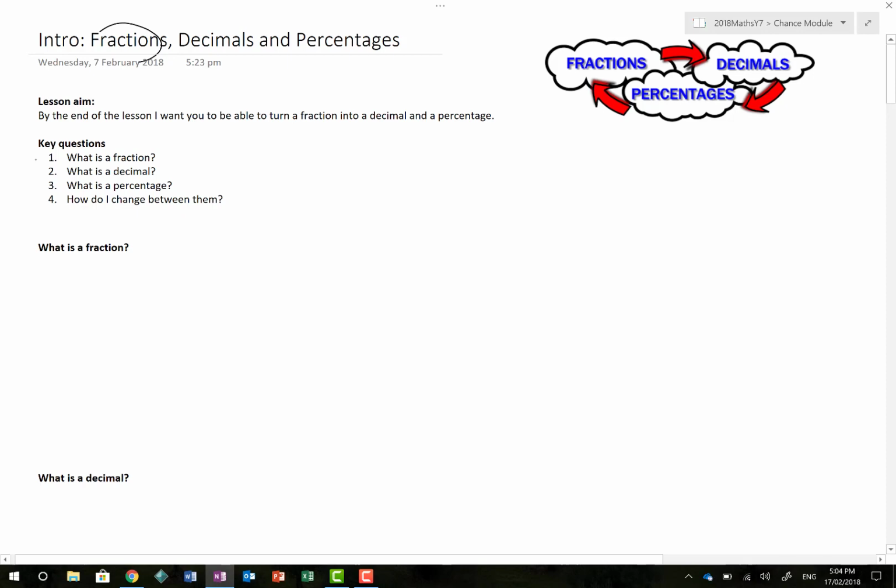If we look at our key questions for today, it's what is a fraction, what is a decimal, what is a percentage, and how do I change between them? Now, what I didn't put there is why you would want to change between them.